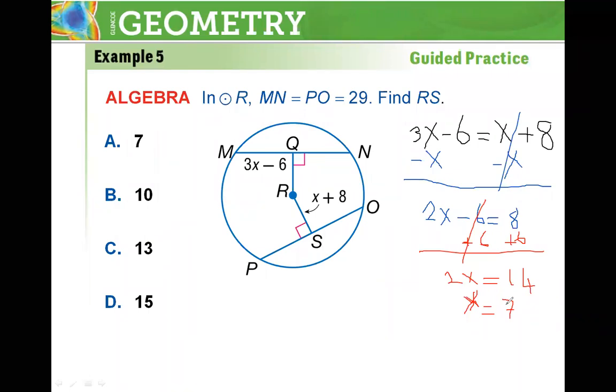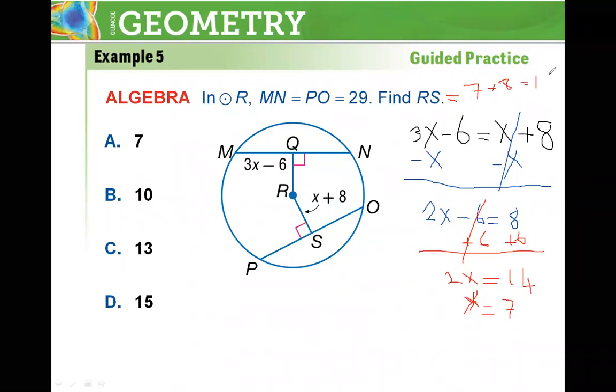Now we find RS. You have 7 here, so we substitute: RS equals x plus 8. So x equals 7, and 7 plus 8 equals 15, as you said. Excellent, Muhammad. So it's equal to 15.